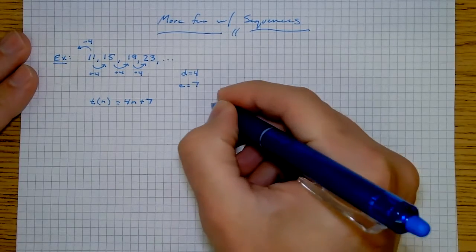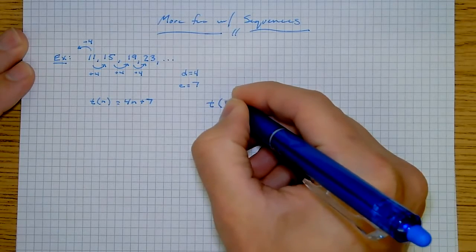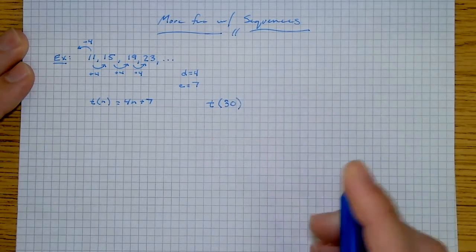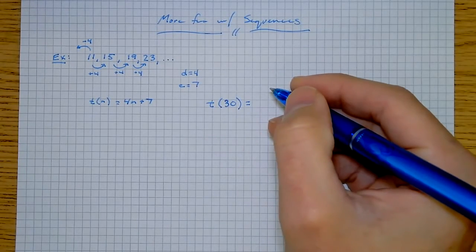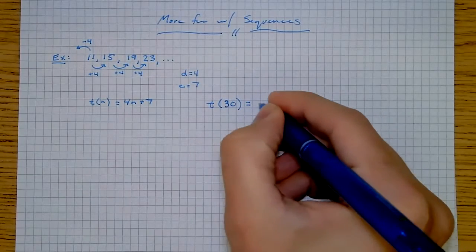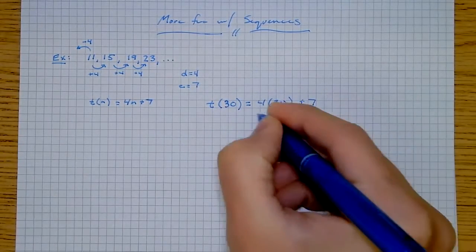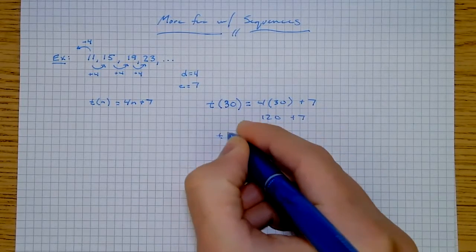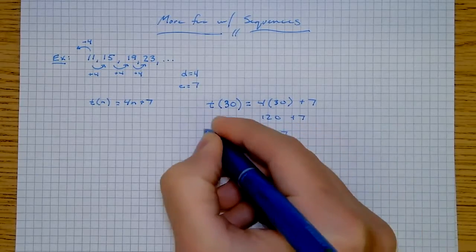Now find what is t of, how about just, what's the 30th term? Find t of 30. Good. So we wouldn't say t of n, we'd say t of 30. We plug in 30 for n, so we get 120 plus 7. So t of 30 equals 127. Very good.